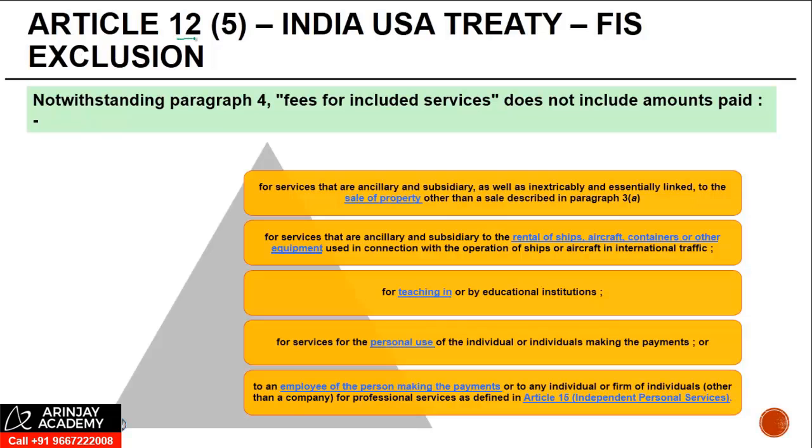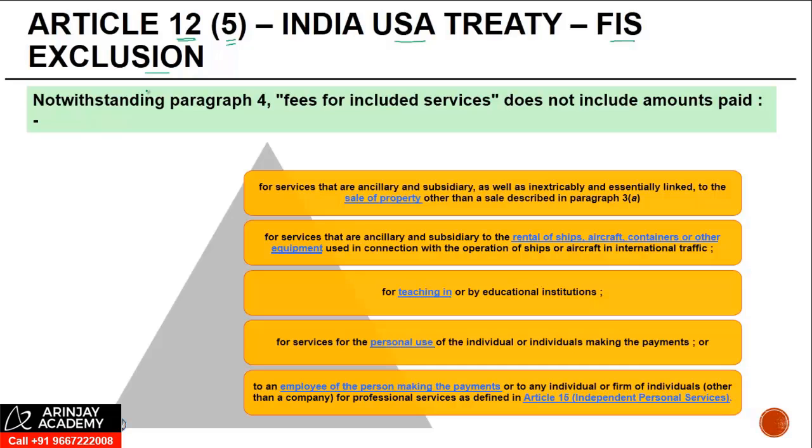Let us look at Article 12, Paragraph 5 of the India-USA Treaty. And this deals with FIS exclusion. Now, what does this mean? This means that although fee for included services for the purpose of Article 12, Paragraph 4 is to be considered according to the terms of that particular clause, right?